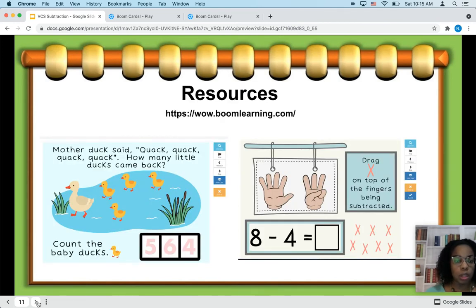Some resources. Wow.boomlearning.com is a great resource for subtraction activities. And again, this could be done as a whole group. Students can come up and take turns and answer the problems. It could also be done on an iPad or tablet individually, and also be assigned for asynchronous work.